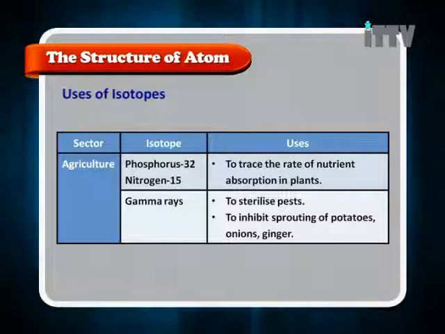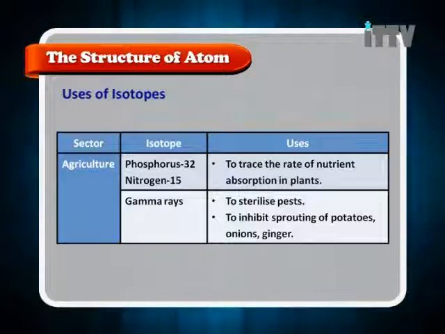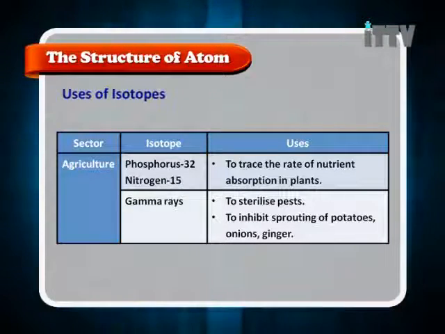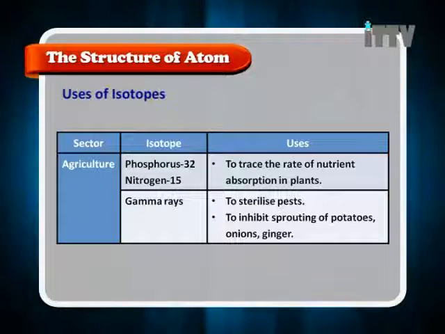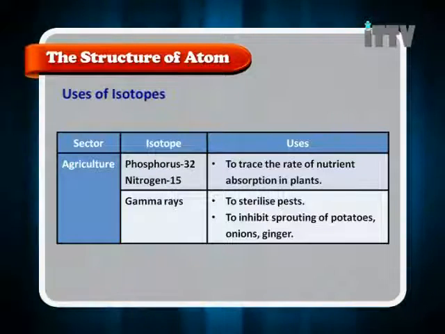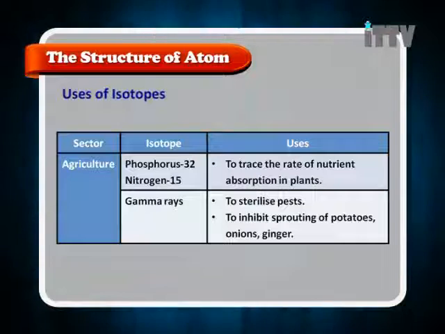Agriculture. Phosphorus-32, to trace the rate of nutrient absorption in plants. Nitrogen-15, same use, to trace the rate of nutrient absorption in plants. Gamma rays, to sterilize pests and to inhibit sprouting of potatoes, onions, ginger.